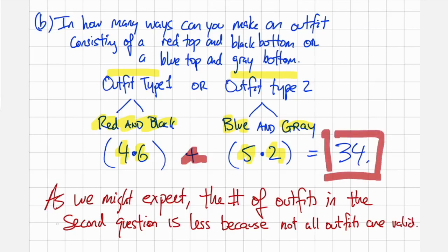The first answer was 72, this is 34, and we might expect that this number is smaller because all of the outfits in the second question are valid outputs for the first question, but not vice versa.